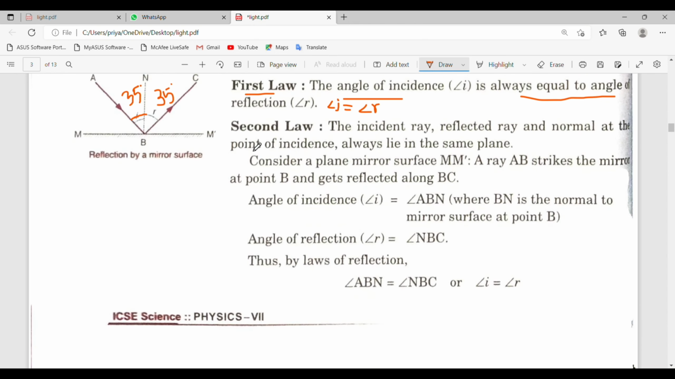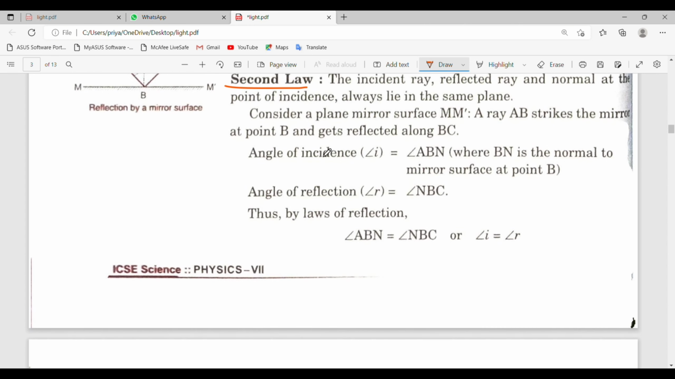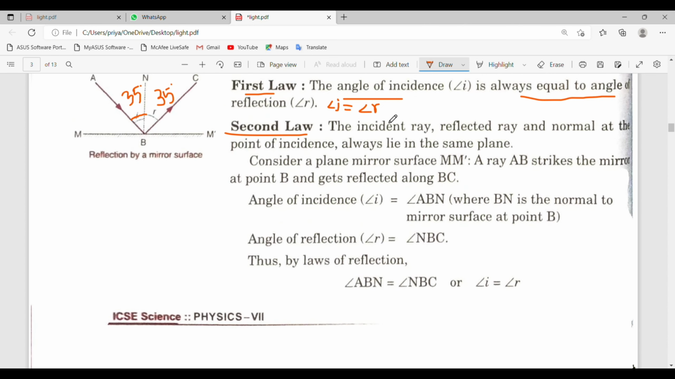Then comes the second law of reflection. The incident ray, reflected ray and normal at the point of incidence always lie in the same plane. It means that all three, the incident ray, the normal and the reflected ray, always lie on the same plane, on the mirror or at point O.